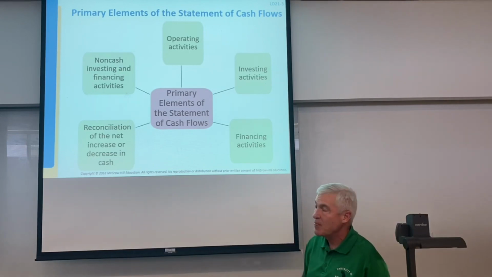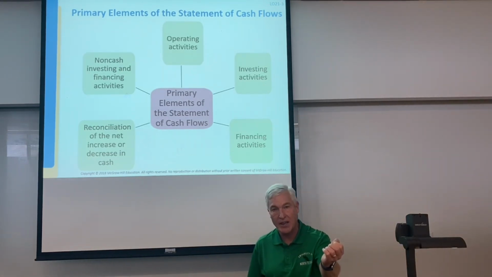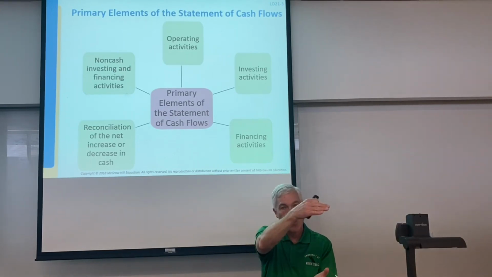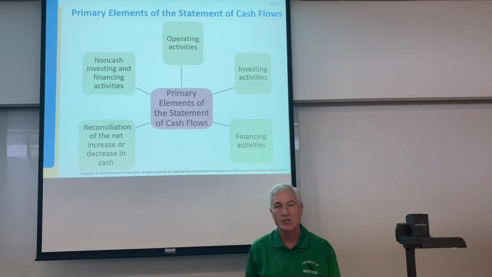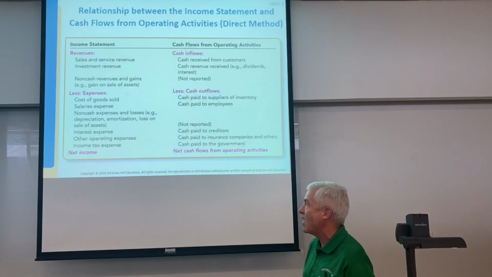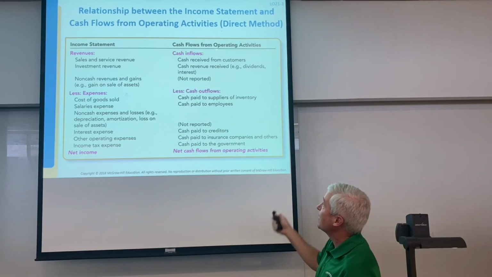And then finally, we're going to reconcile the beginning cash, cash at the beginning of the year, plus cash from operating, investing, and financing, to ending cash, to make sure that it rolls from beginning. All that will be disclosed on the cash flow statement. That's a relatively easy one, and we'll work problems around that. So here's the direct method.